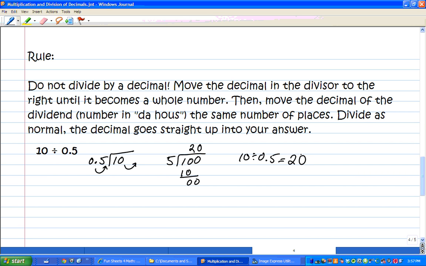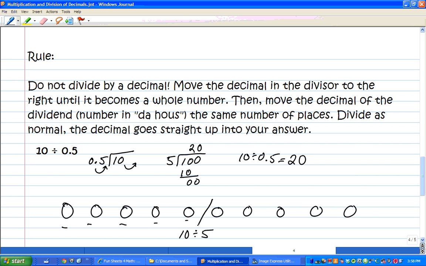Let me say if I had pie. I like pie. I had 1, 2, 3, 4, 5, 6, 7, 8, 9, 10 pies. And I said, all right, I'm going to take these 10 pies and I want to divide them by 5. What that means is you're going to count out 5 pies. 1, 2, 3, 4, 5. 1, 2, 3, 4, 5. Ooh, perfect. How many sets of 5 do I get? I get 2 of them.